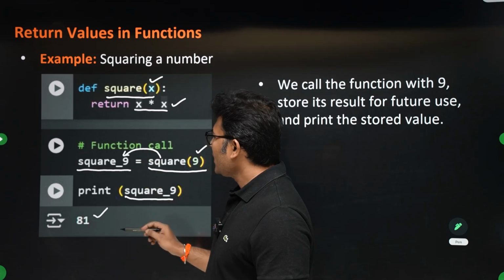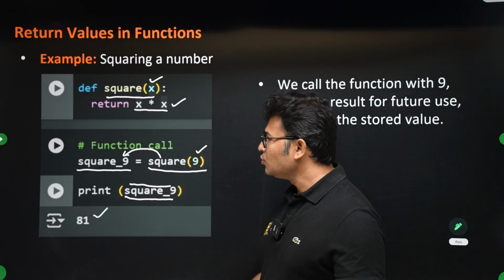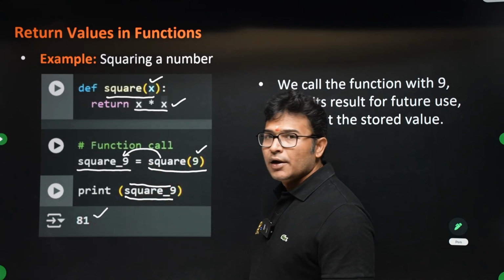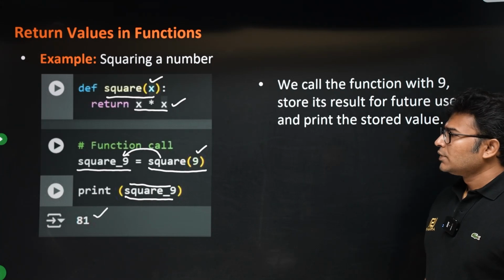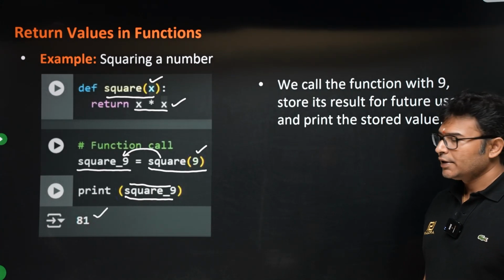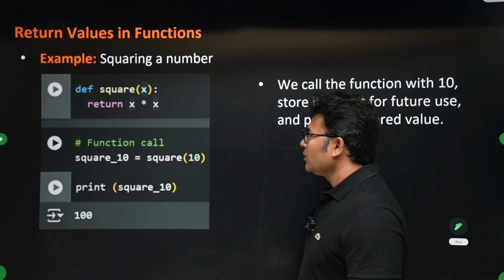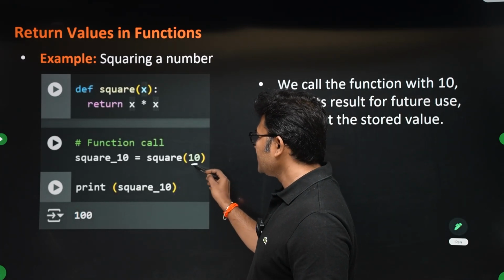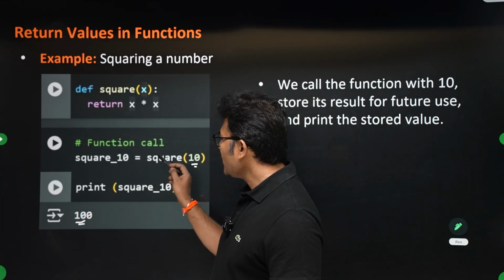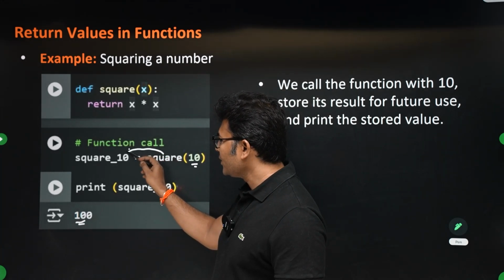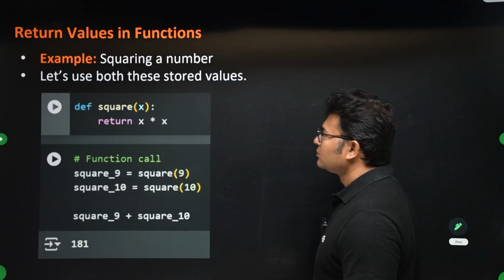Now if I print that variable square 9, 81 is printed, which means you can get the return value into a variable and you can use that variable later, or sometimes if you don't want to store it in a variable, you can directly use the function name. I will show you with the example. In this example, we are passing 10 to the function square and we are getting 100. The returned value is stored in square 10. Now that square 10 is printed, which is 100.